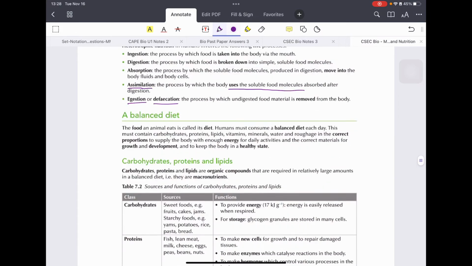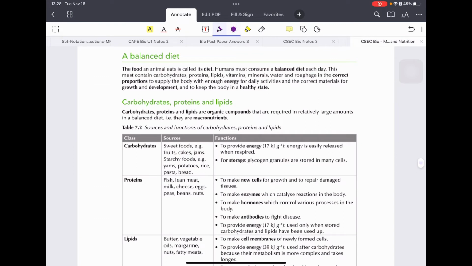So let's look at our diet now. This is quite an important topic and it's overlooked by many, but we need to know about it, okay? So what is diet? Diet is anything that you eat. If you eat fried chicken every day, that is your diet. If you only eat vegetables every day, that is your diet. However, we need to have a balanced diet. We need to have a diet rich in every major food group, okay? So we must consume a balanced diet every single day. And what does a balanced diet consist of?